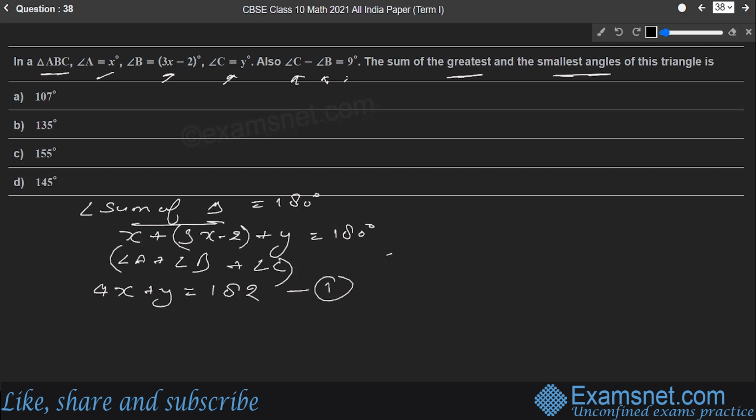Let us make this the first equation. Now another condition he has given is angle C minus angle B is equal to 9 degree. Our angle C was nothing but y, and our angle B is nothing but 3x minus 2.